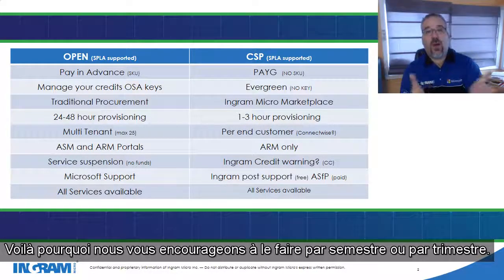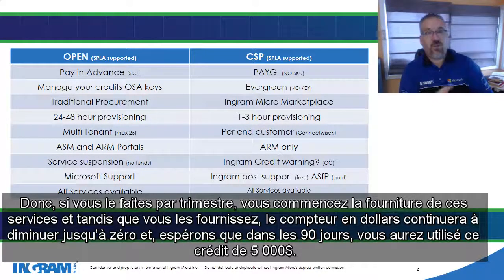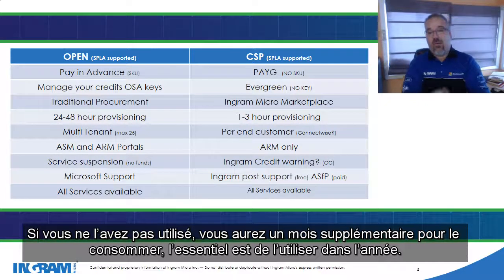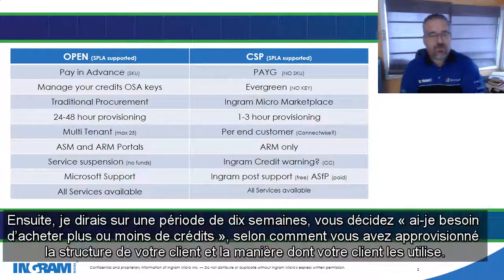Hence the reason why we encourage you to do either semi-annually or quarterly. If you do quarterly, you start provisioning those services, and as you provision them, the counter of dollars would continue to diminish down to zero. And hopefully, within 90 days, you'll have used all those 5,000 credits. If not, you have another month that you can consume against it, as long as you use them within a year. Then I would say around the 10-week period, you decide, do I need to purchase more credits or less credits, depending on how we provisioned out your customer's infrastructure and how your customer's consuming against it.